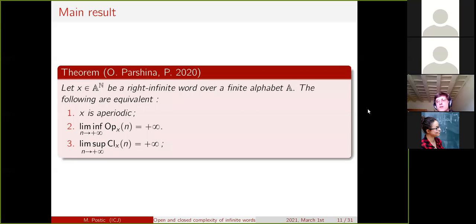So now the main result we were able to prove with Olga is the following. If you take an infinite word x, the following are equivalent. x is aperiodic, which is equivalent to the fact that the lim inf of the open complexity function is plus infinity, which is equivalent to the fact that the closed complexity is unbounded. So actually, this theorem is two Morse and Hedlund-like theorems, one in the case of the open complexity function and one in the case of the closed complexity function.